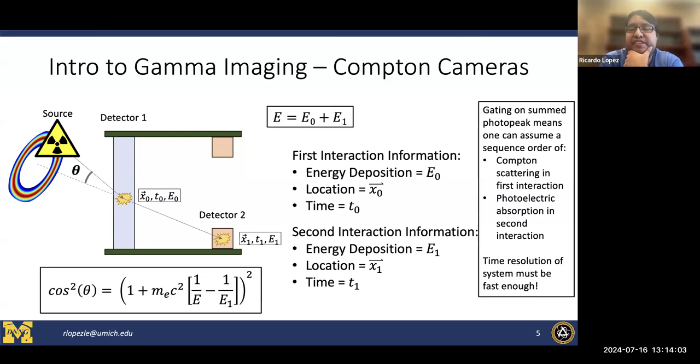However, what you can do is place an energy gate on a particular energy of interest that would correspond to the photopeak of interest for a particular source. That way, if you're gating on that summed photopeak in the coincidence spectrum, then you can assume that the sequence of a Compton scatter in the first interaction and a photoelectric absorption in the second interaction holds true. Though in order to do so, I will note that you have to make sure that your system has time resolution that is good enough to resolve these events, of course.